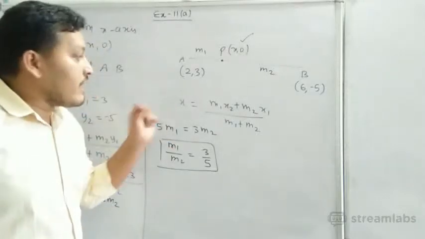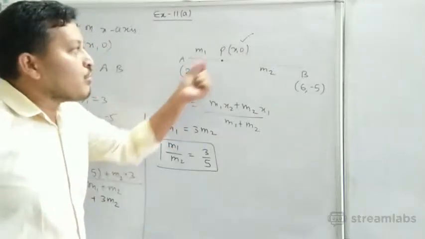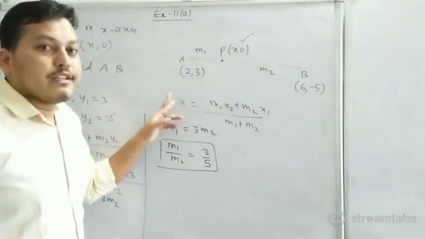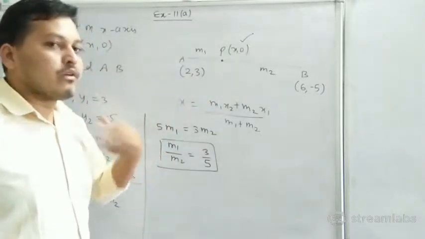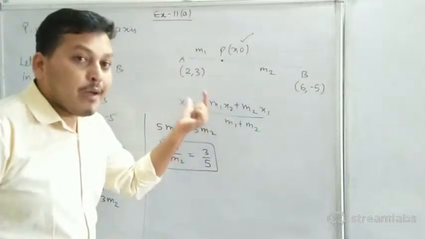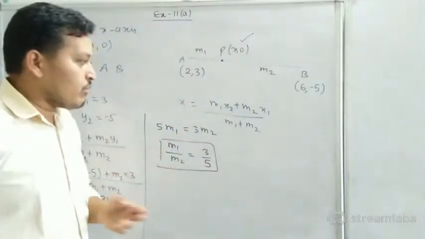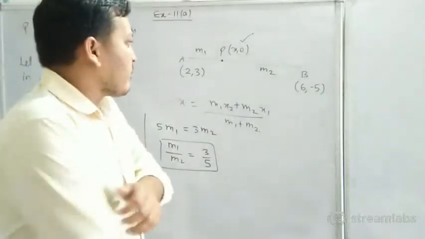So to solve this, these values must be given. The value of y is given, so I am taking the formula of y. So it is directly 0. Then how many variables are coming, m1 and m2? So we can relate them to each other. So remember this point in your mind.